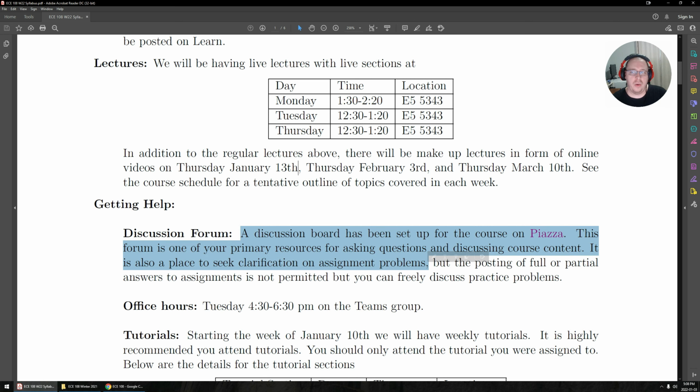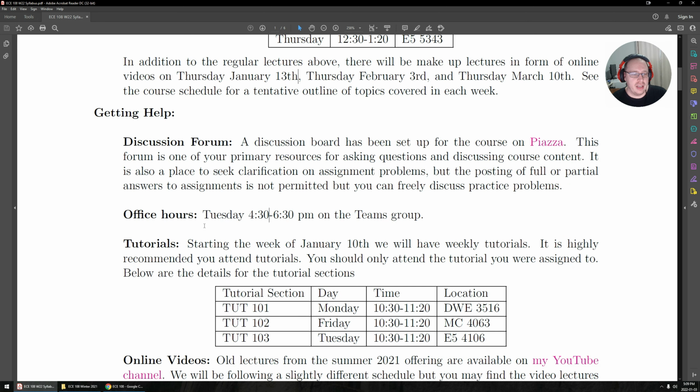Also, do not be afraid to answer each other's questions. One of the best ways to learn is to actually teach or explain things to other people. So definitely take advantage of that opportunity there. Okay, so office hours, currently I have these 2 office hours that will be available on the Teams group. And if there's sufficient demand, I'm not against adding more office hours. I'm just going to start with 2 office hours as the starting point.